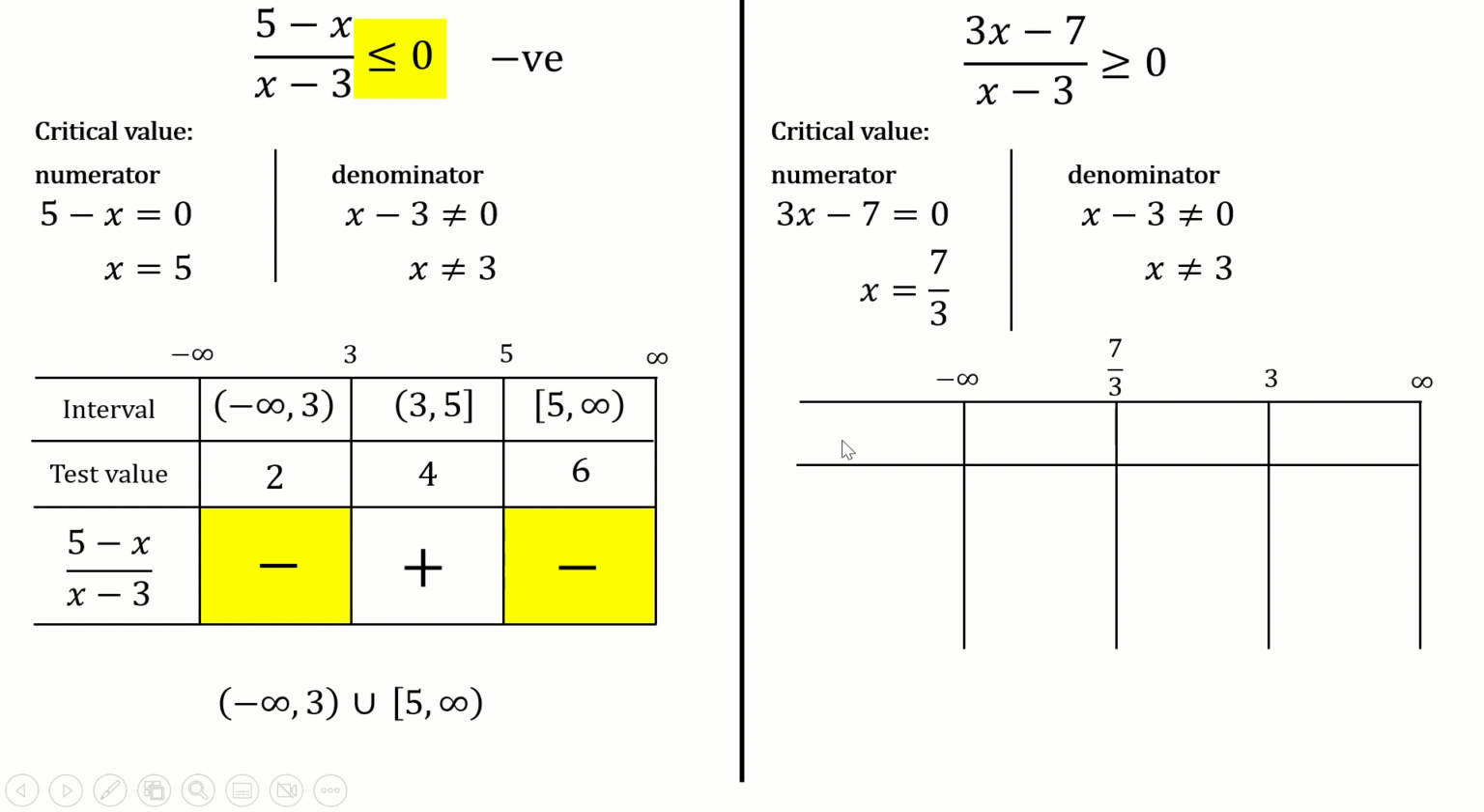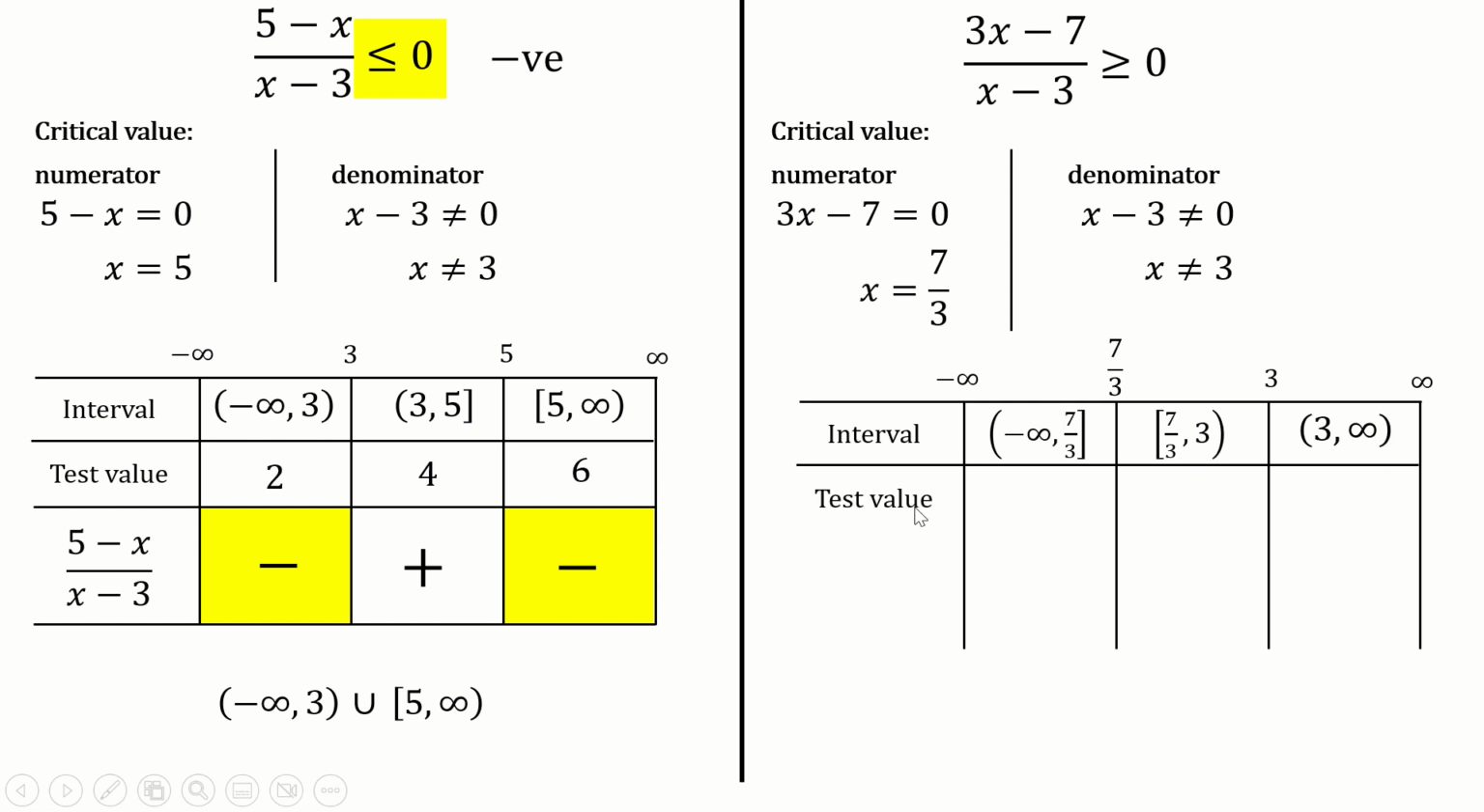Right, so the first row is for the interval. The first interval is from negative infinity to 7 over 3, and 7 over 3 is at the numerator. Since we have an equal sign here, we must include 7 over 3. Between 7 over 3 and 3, we use a round bracket for 3, because 3 is not in the interval, and 7 over 3 is in the interval, so we use the square bracket there. And from 3 to infinity, all is in round brackets.